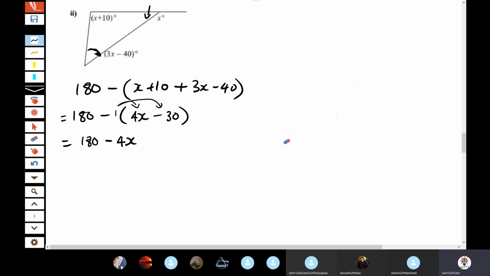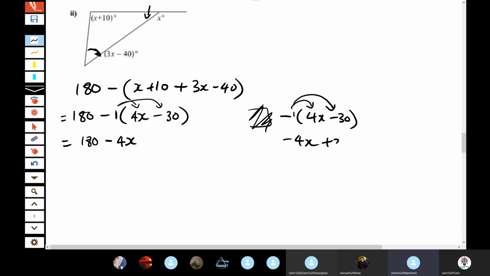All right, one more time. Forget the 180. It's not even attached, is it? It's negative 1. The 180 has got nothing to do with you right now. So negative 1 times 4x is what? Negative 4x. And then negative 1 times negative 30. It's just positive 30. Yeah, there we go.